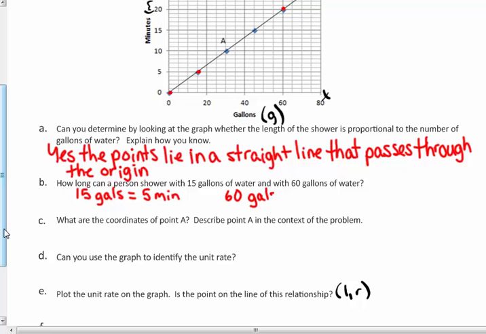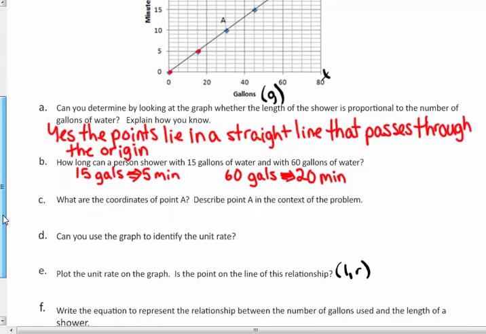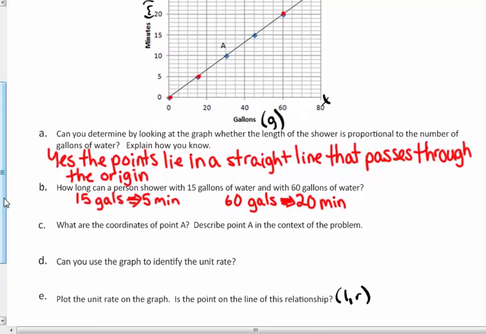So that's how to read points from a graph. 60 gallons gives you 20 minutes, not really equals. We'll say gives you. What are the coordinates of point A? So coordinates of point A, go over the x-axis first. 25, 30, going over to 30 and up to 10. So the coordinates are 30, x first, y second, 10.